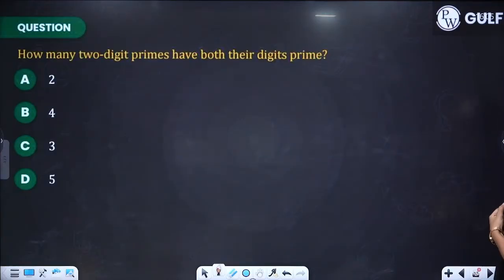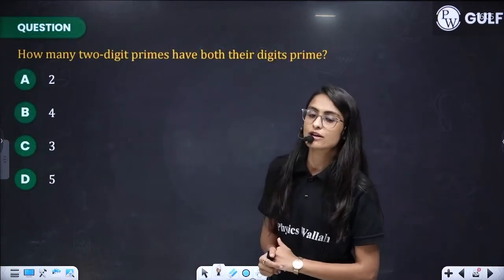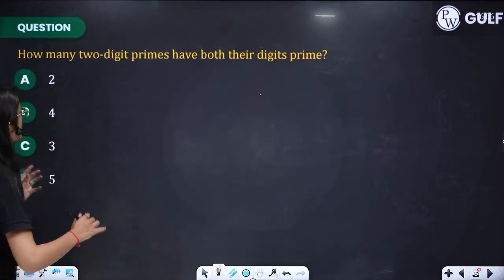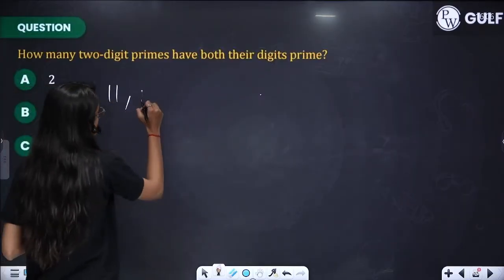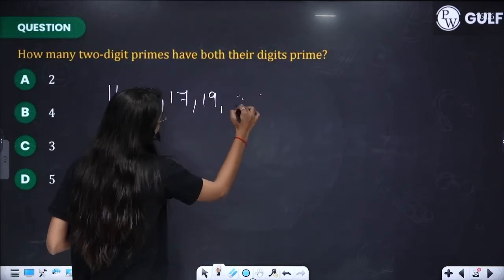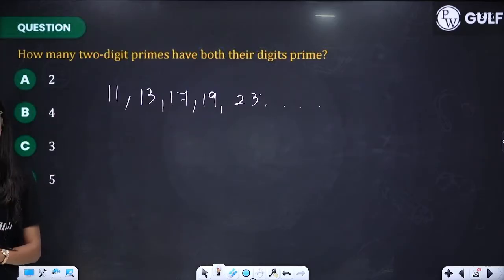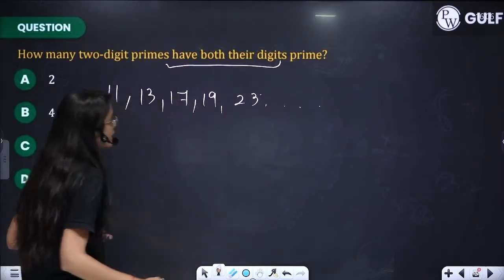How many 2-digit primes have both their digits prime? So here you have to check for the 2-digit prime numbers. You can start with the 2-digit numbers, so 11, 13, 17, 19, 23 and on, right? So you will be taking up 2-digit numbers. But the condition is they should have both digits as prime.